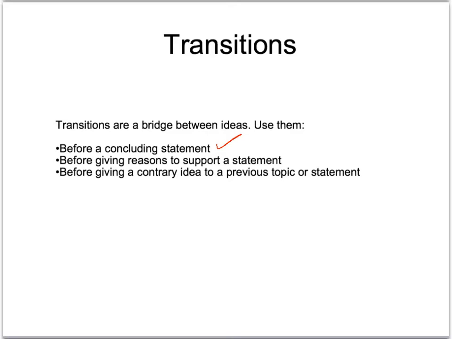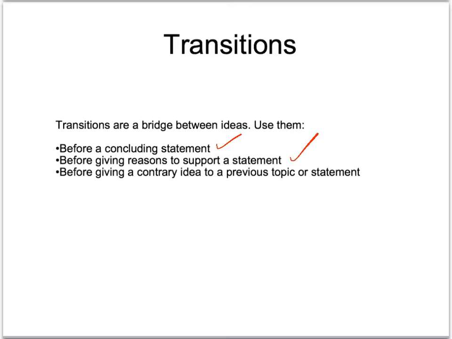We make several reasons for a position that we have, and then we're going to summarize or give a final concluding statement at the end. Then we would use a transition before that last statement to let the listener or the reader know that something important is going to be said. We might use them before giving reasons to support a statement. If I make a statement and then I'm going to give my reasons for that statement, then I give them a clue word, a key word, a transition word to let them know that there's going to be reasons coming.